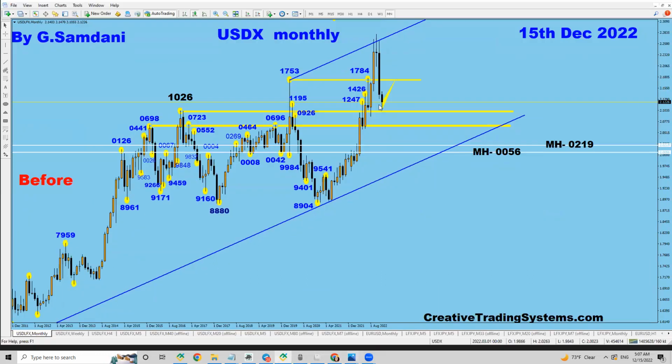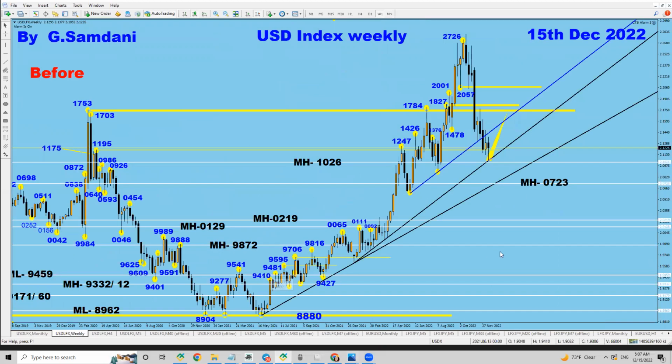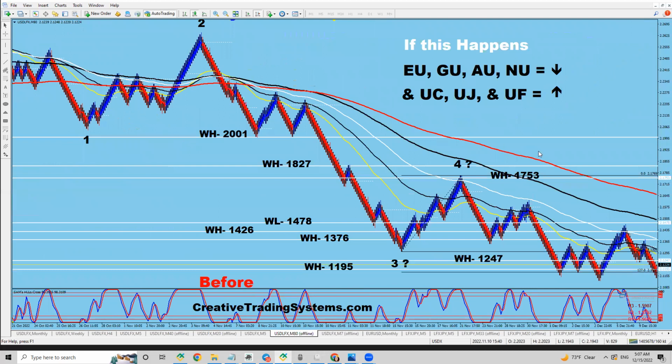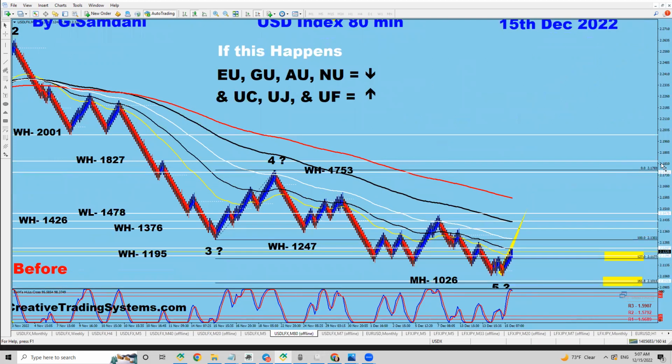And now this is how it looks. This is the monthly chart. Drop, hit, went. And the weekly chart is this. It came nicely and dropped to this 1026 and started to pull back. That's what I wanted to see, if it is going to go to the upside. Another chart that I was making was the 80-minute chart here, saying okay, this is wave 1, 2, then I was expecting 3, 4, 5 in the turn.